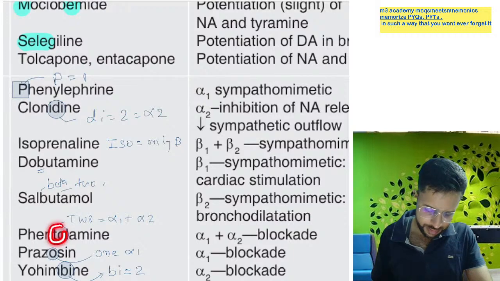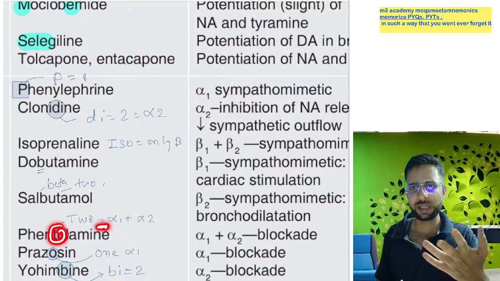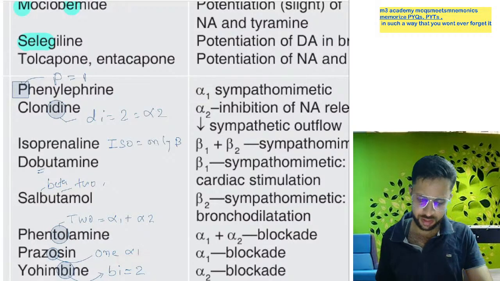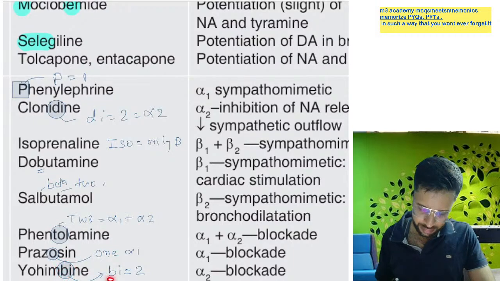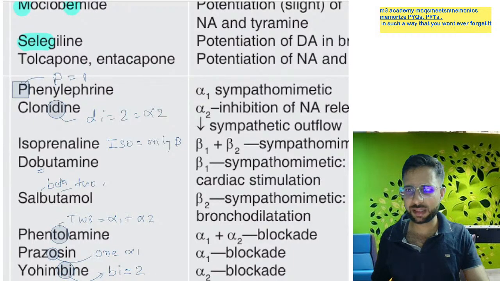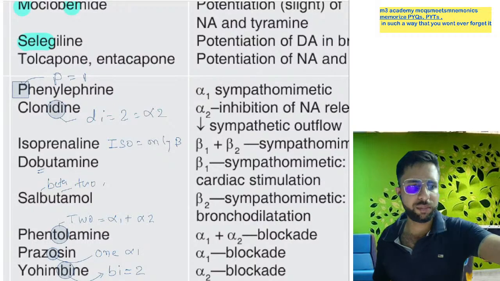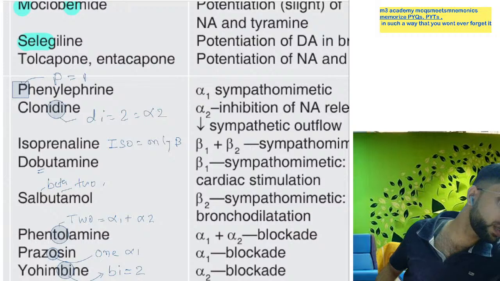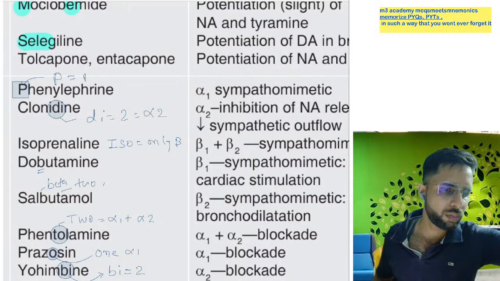Phentolamine is a 'to', meaning 2, so it works on both alpha 1 and alpha 2 receptors. Prazosin works on alpha 1, blocking the alpha 1 receptor. Yohimbine is a 'bi', so it blocks the alpha 2 receptor. This question was asked previously: what does yohimbine act on? Yohimbine is a 'bi', so it works as an alpha 2 blocker.